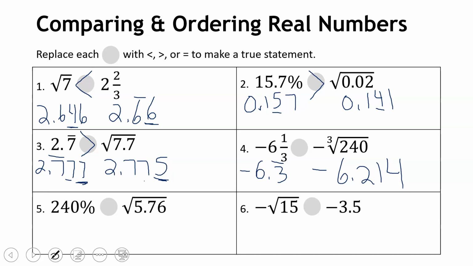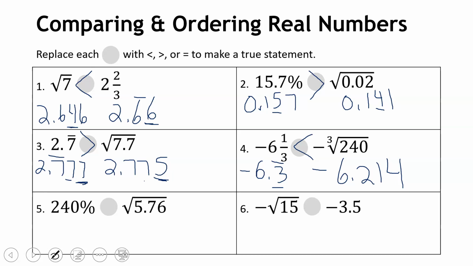So when I get to the tenths place, I notice that I have a 3 and a 2, but remember these numbers are negative. So negative 3 is less than negative 2. So the less than symbol is what we're looking for here. Negative 6 1/3 is less than negative the cube root of 240.